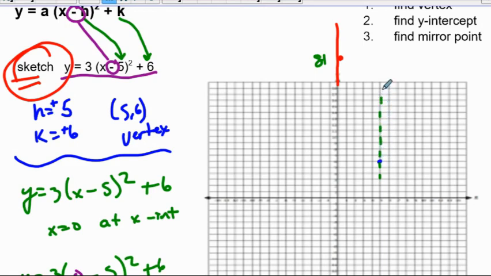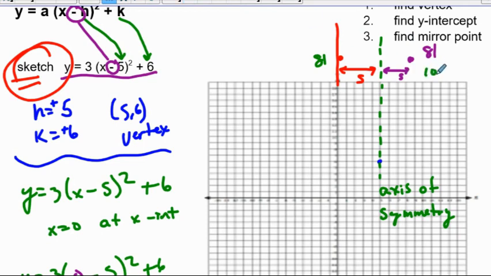And I'm going to call it a mirror point. Where I have my vertex, this is known as an axis of symmetry. We mentioned before that these functions are equal on both sides. So if I have a dot here at 81, I also have a dot over here that's up 81 from my x-axis. And now the question is how far over is it? Well, I know that this was over 5, so therefore this must also be over 5. So it's over 10. The coordinates of that point in green would be 10, 81, and this one would be 0, 81.